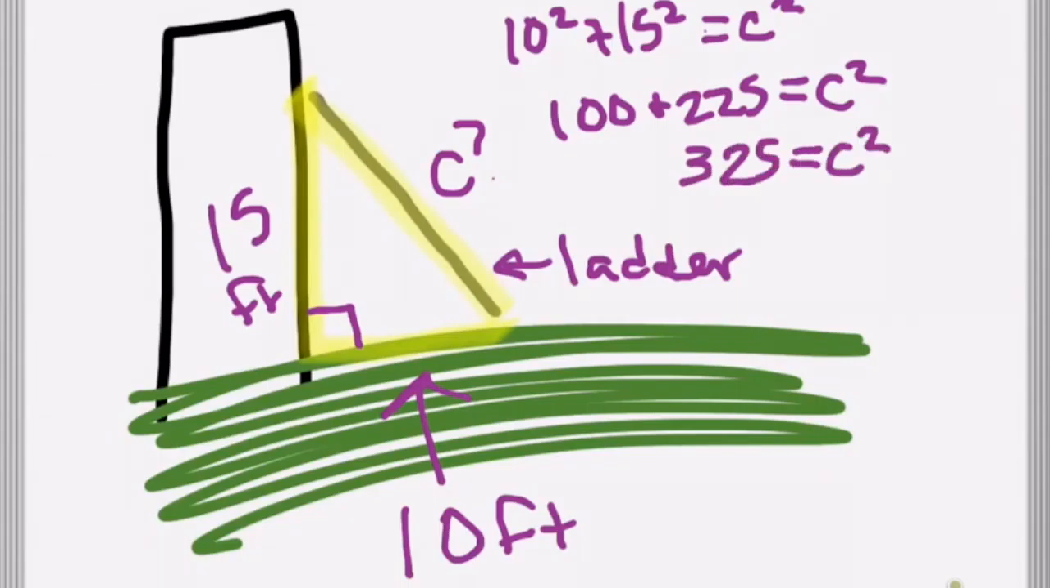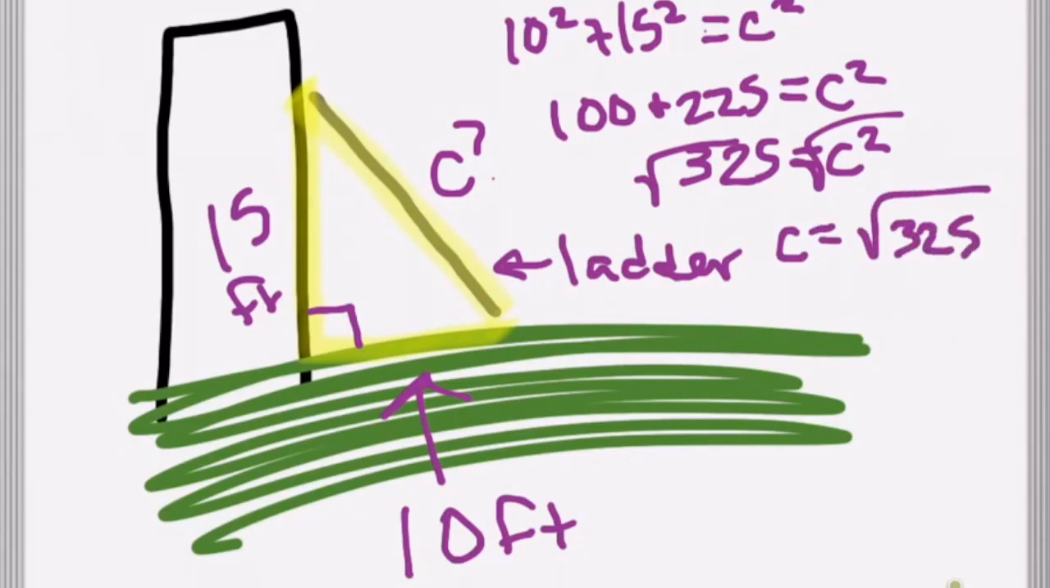This is not a perfect square, so we end up with c equals the square root of 325 whatever units. So we're dealing with feet here. You can, at this point, leave your answer as that, or you can simplify or approximate it down. But you need to be able to find right triangles in real-world situations and apply the Pythagorean theorem. It's very important for next week.